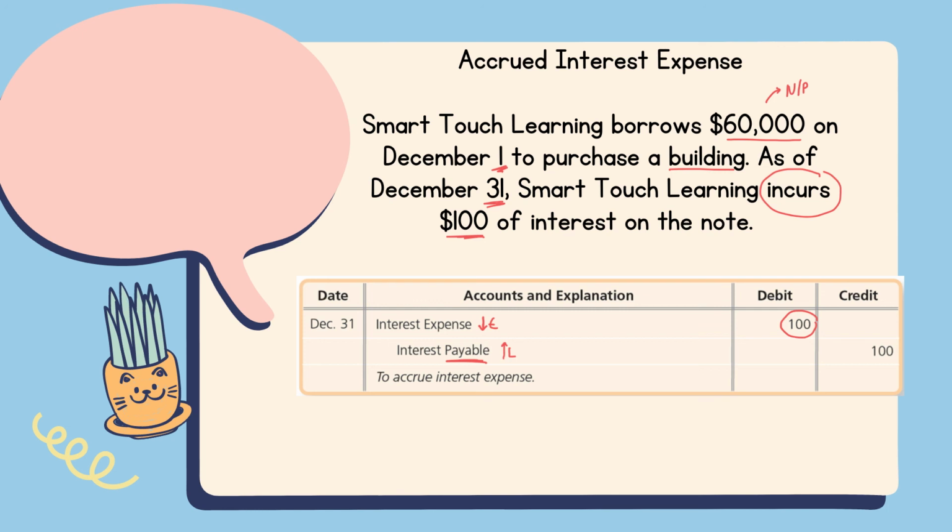Here the 100 is given, but normally we multiply the principal amount by the interest rate by the fraction. Okay, you need to count how many months. So for here it's only 1 month. The principal in this question is the 60,000. The rate is not given. And the total amount of interest incurred for this month is 100. Okay?